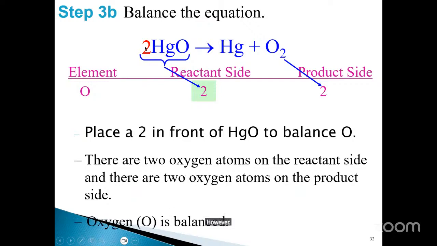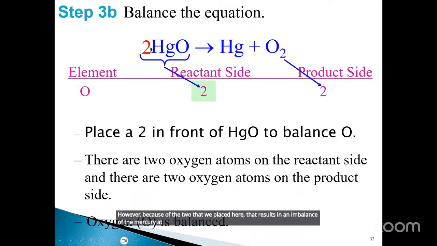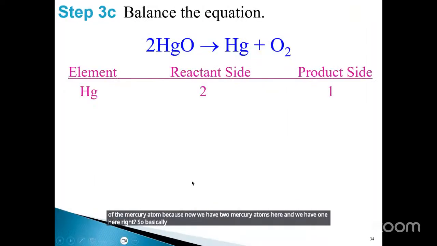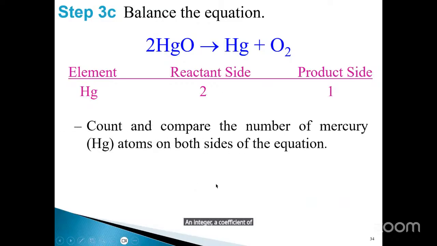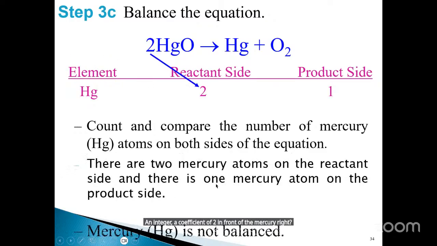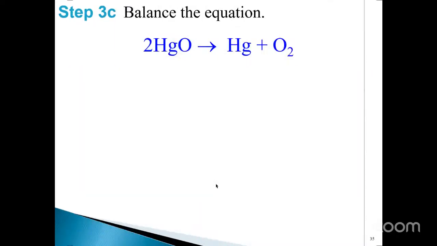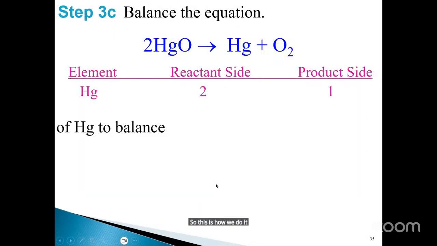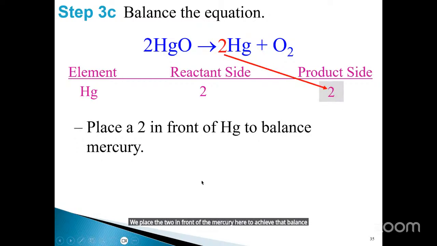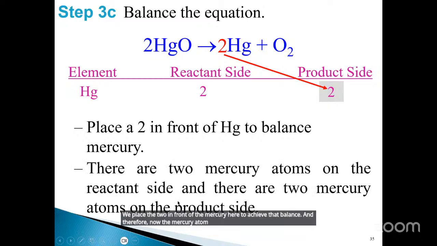However, because of the 2 that we placed here, that results in an imbalance of the mercury atom, because now we have 2 mercury atoms here, and we have 1 here, right? So basically, what that means is we have to place an integer, a coefficient of 2, in front of the mercury, right? So this is how we do it. We place a 2 in front of the mercury here to achieve that balance, and therefore now the mercury atoms are balanced on both sides.